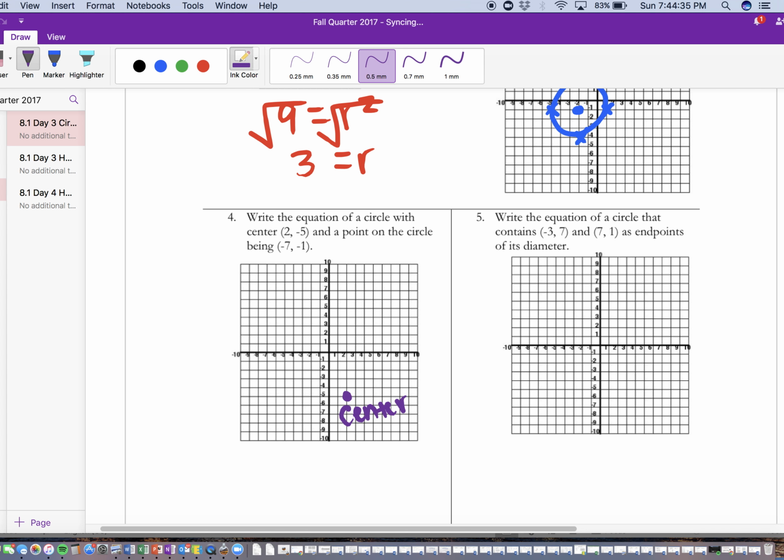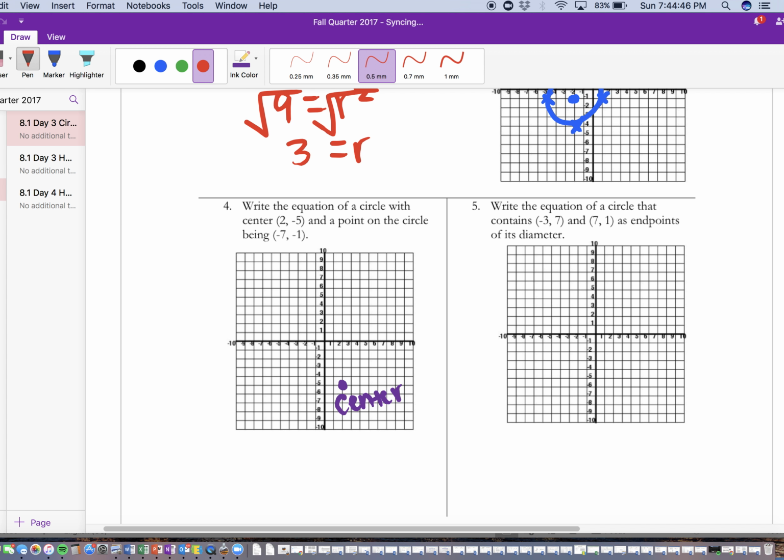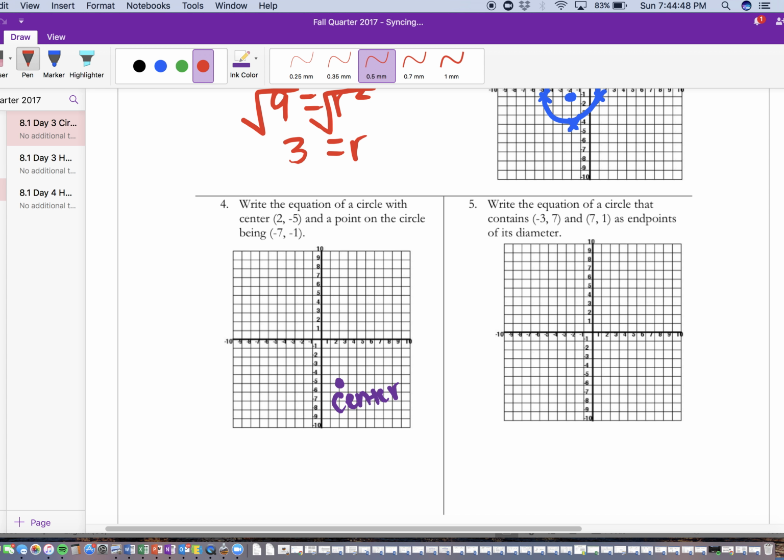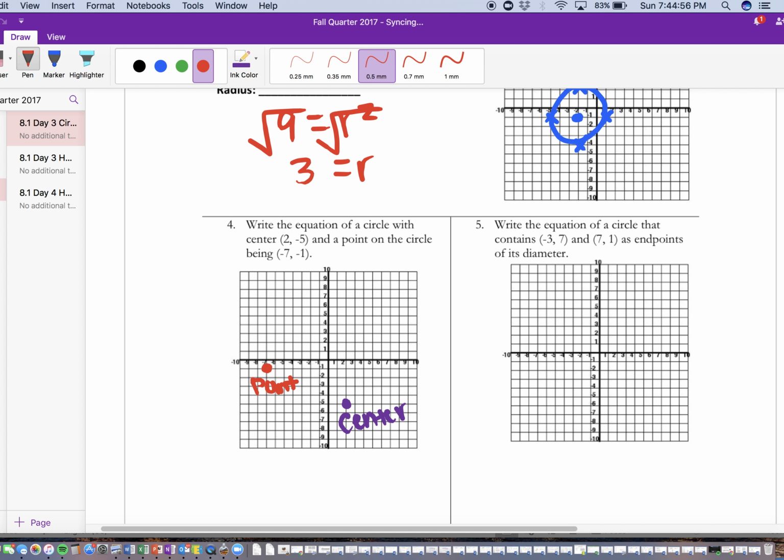And then they also tell me I have a point on this circle at (-7, -1). So here's negative 7. Go down 1 unit. Right? Here is the point (-7, -1). So here's a point that's already on my circle. Okay? If I draw a line between these 2 points, I know that any line that goes from the center to a point on the circle is going to be a radius. Okay?